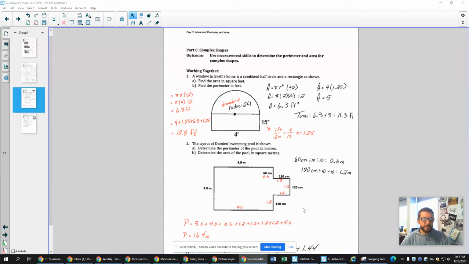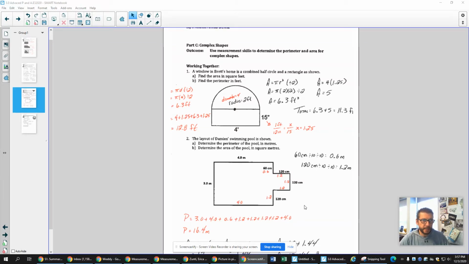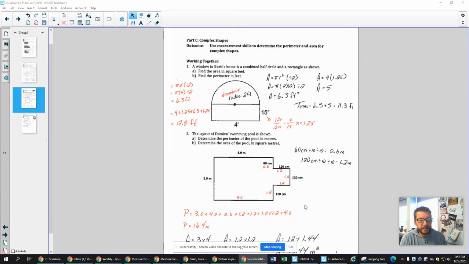Hey everyone, let's do a video now for part C, the complex shapes we're calling it. And the reason I'm calling it complex shapes is that there's more than one. We've got three questions, so we'll do a couple of videos here.